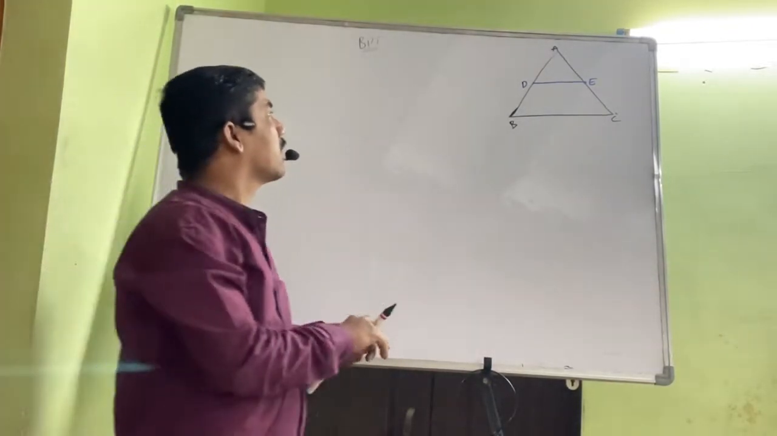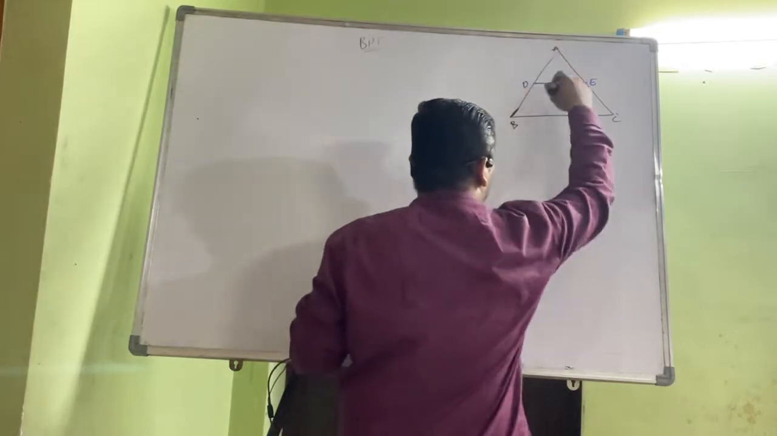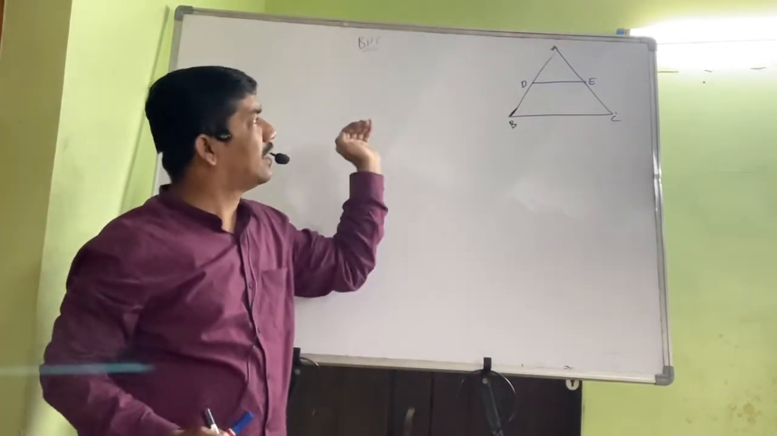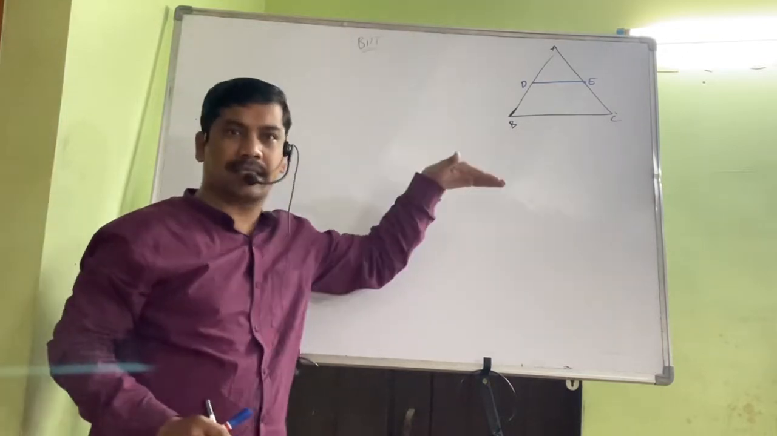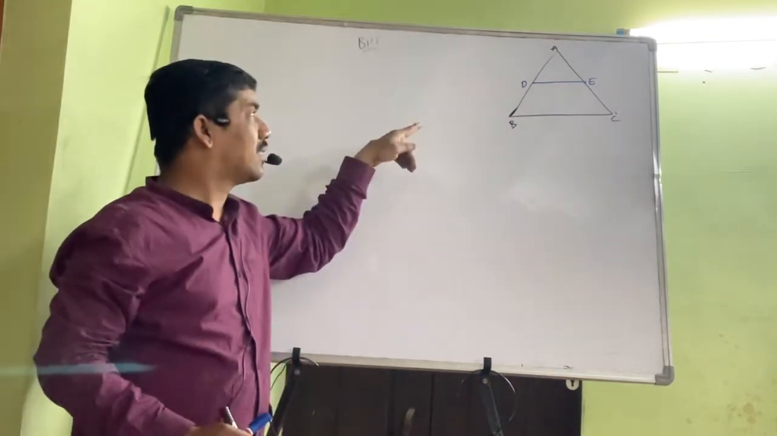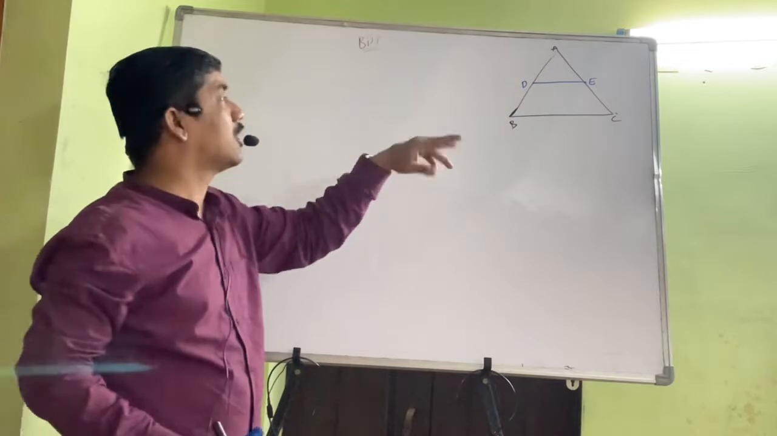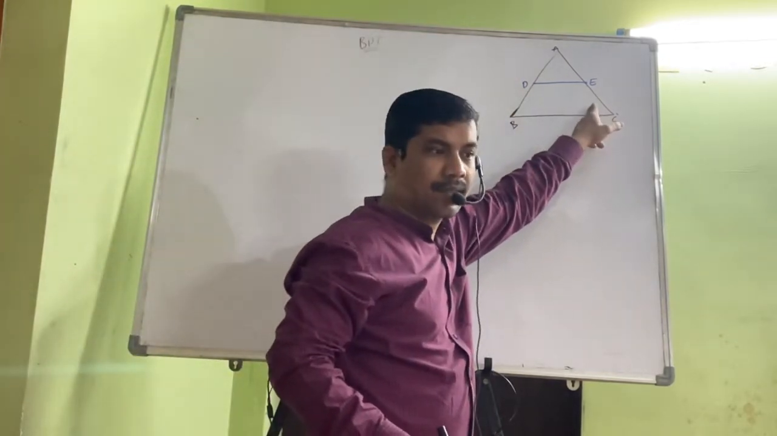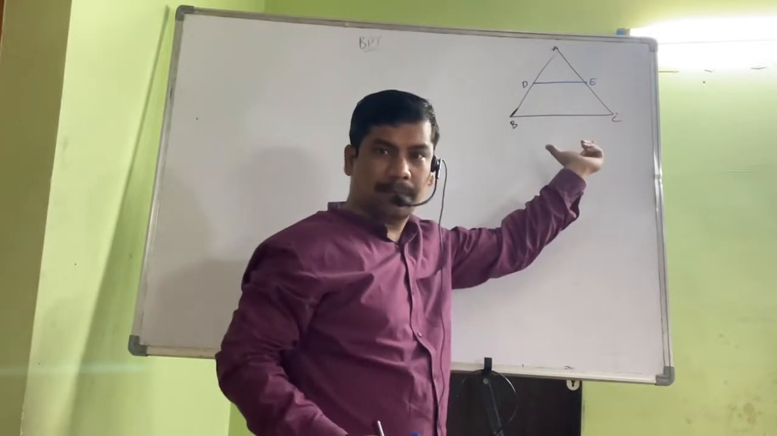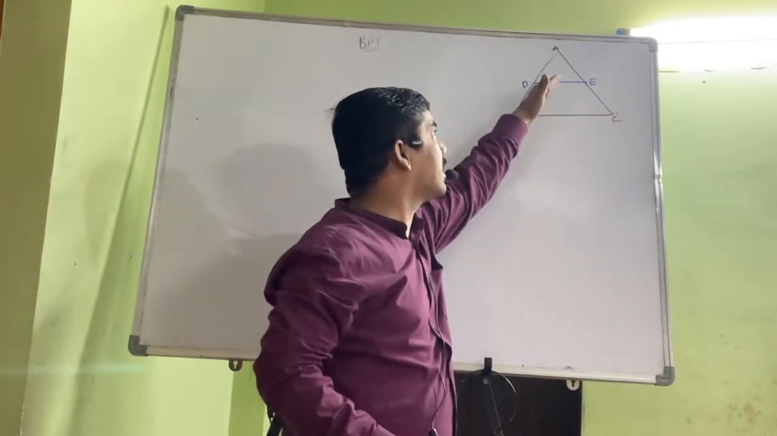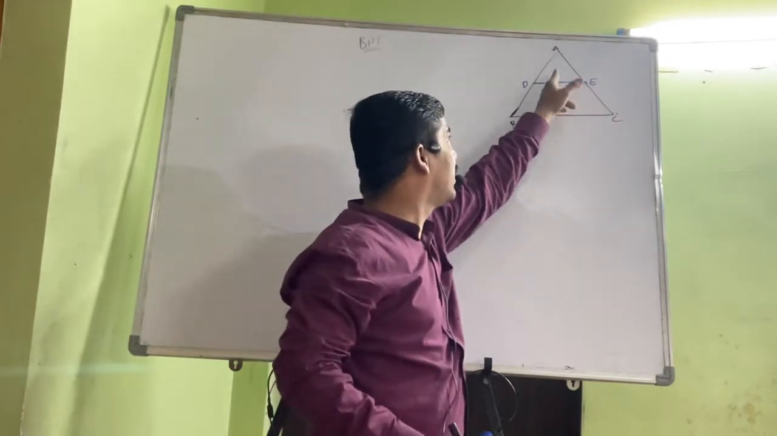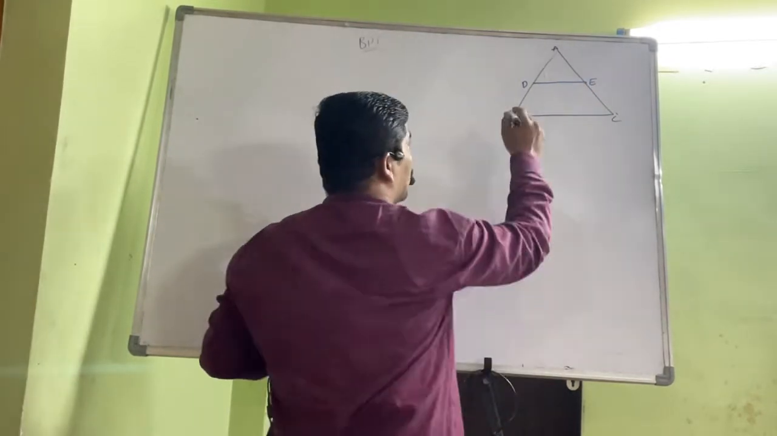Now, see, this is the triangle ABC. I am drawing a line DE, which is parallel to BC. Then this line DE will divide the other two sides. What are the other two sides? AB and AC. I have drawn the line parallel to BC, so the other two sides are AB and AC. Then this line will divide the other two sides in equal ratio.